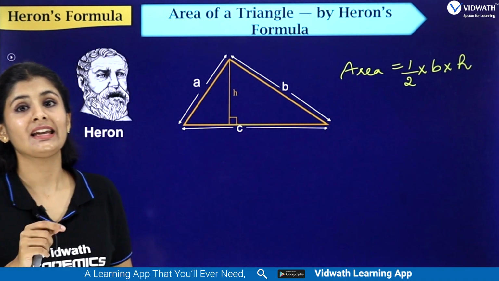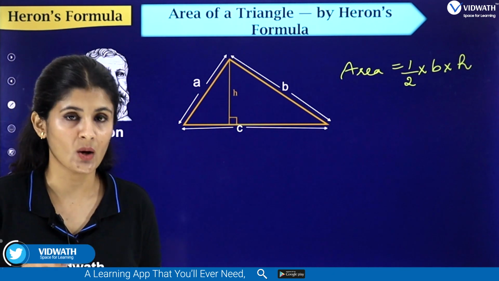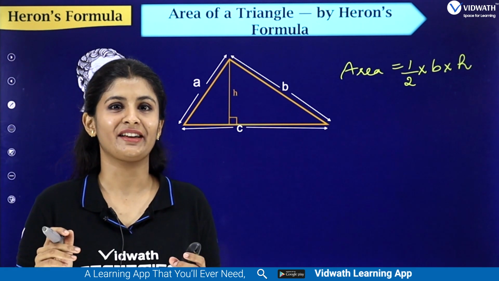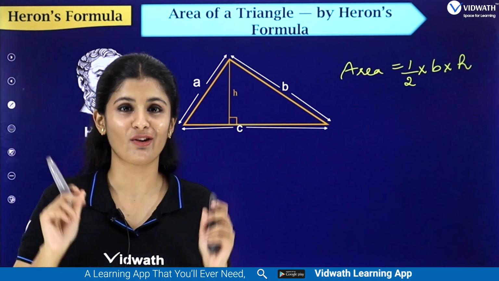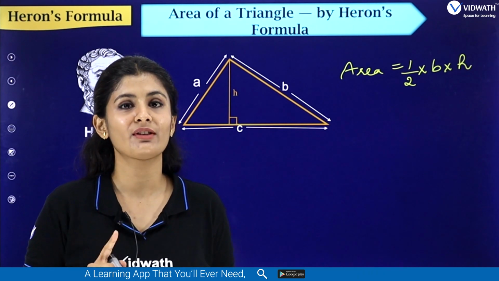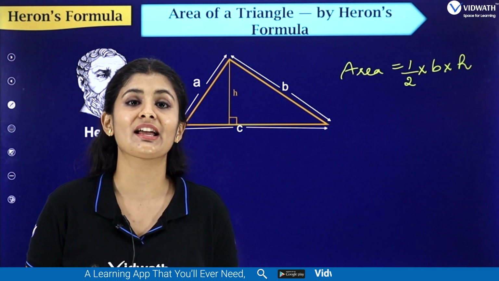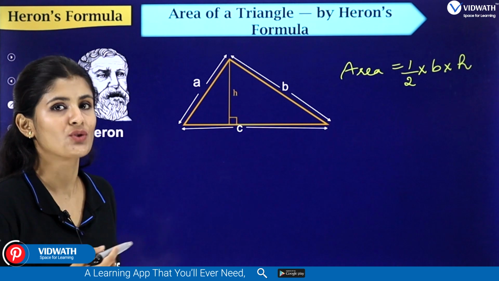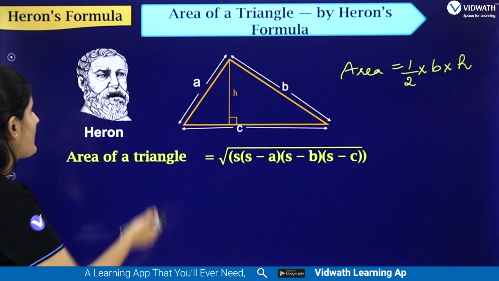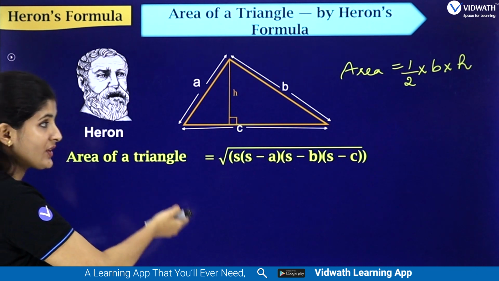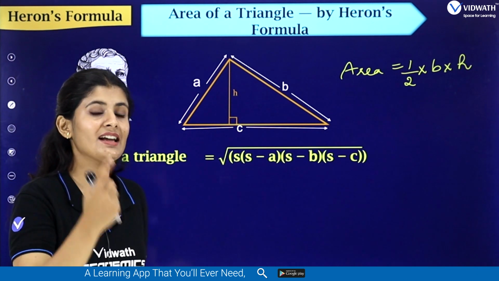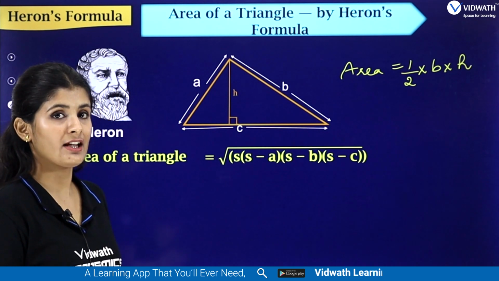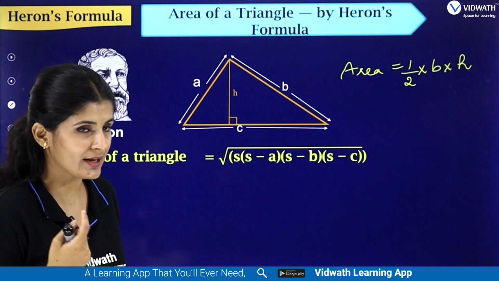But there was a Greek mathematician by the name Heron. He is also known as Heron of Alexandria or the hero of Alexandria. Let's not go into the history of why he is called the hero of Alexandria, but we need to know the formula that he has formulated. That formula is called Heron's Formula. It is named after his own name. Heron's Formula gives us the area of the triangle in terms of the sides of the triangle, or the lengths of the sides of the triangle.